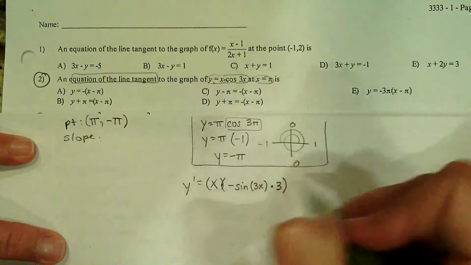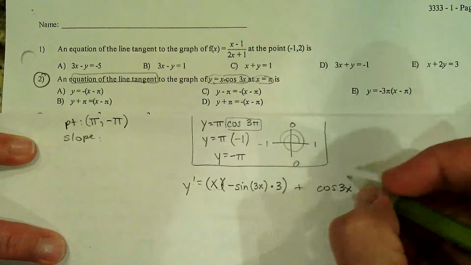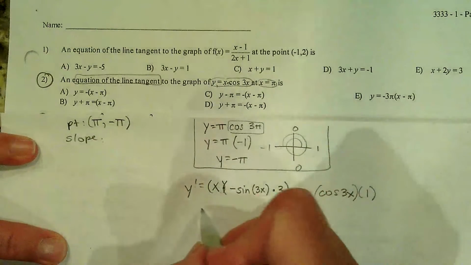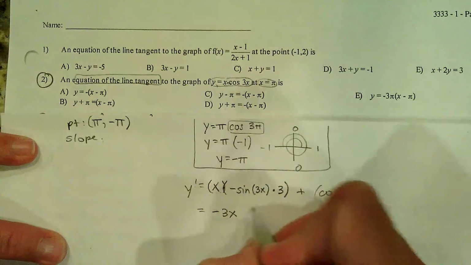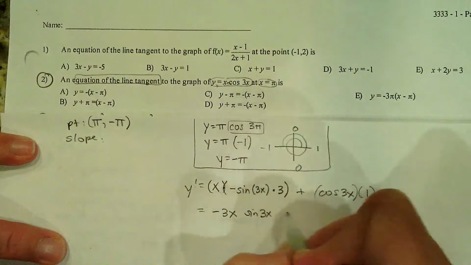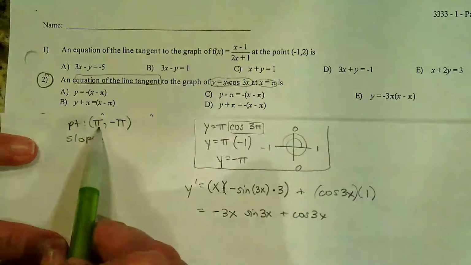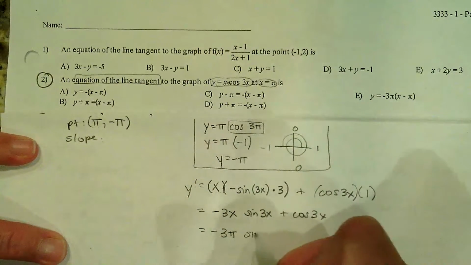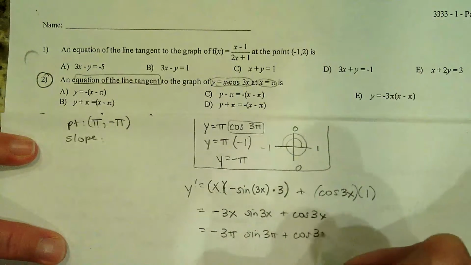First times derivative of the second plus second times derivative of the first, which is just 1. So when we clean this up, we get negative 3x sine 3x plus cosine of 3x. We're evaluating it at pi, so it's negative 3 pi sine of 3 pi plus cosine of 3 pi.